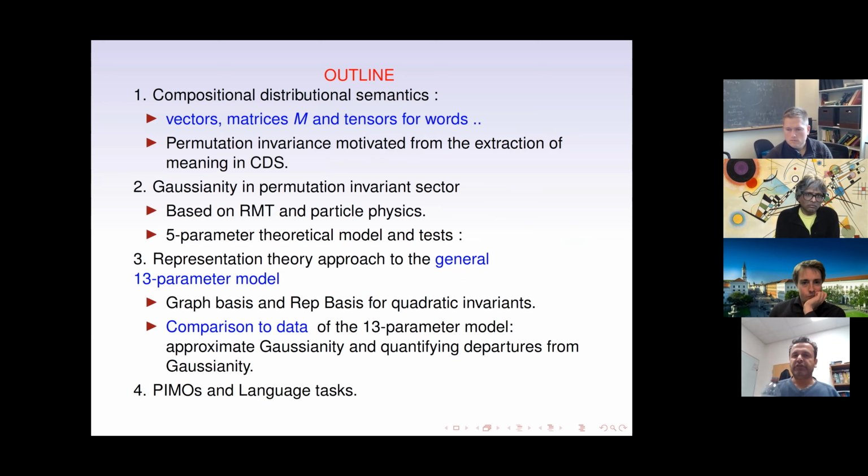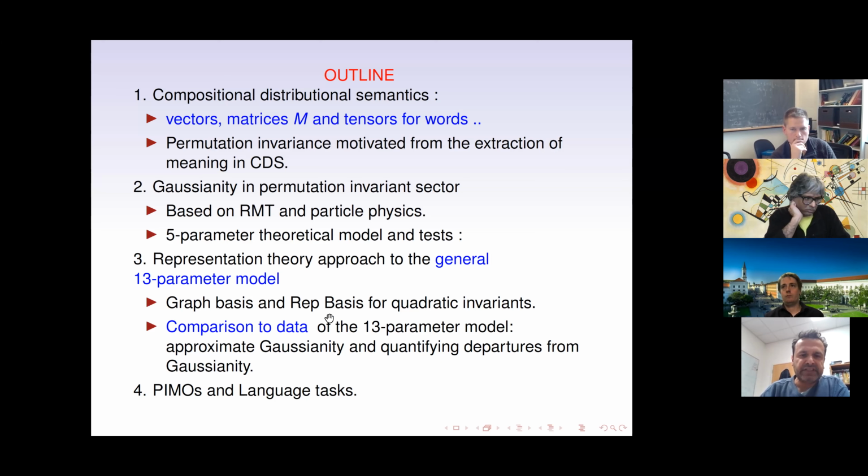So this is the outline. We're going to have an introduction to compositional distributional semantics. How do we associate vectors, matrices, and tensors to words? And how do we argue for permutation invariance as an interesting symmetry in this setup? Then we're going to look at Gaussianity in this permutation invariant sector, using ideas from random matrix theory along with ideas from particle physics. And then we're going to describe a 13-parameter model, which is the most general Gaussian model with permutation symmetry. The observables turn out to be described by graphs, so that's a nice combinatoric structure.